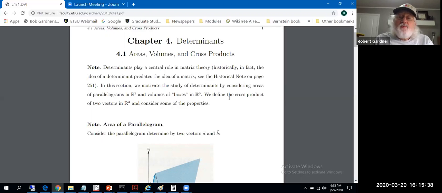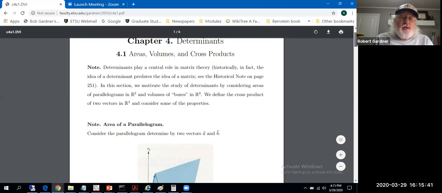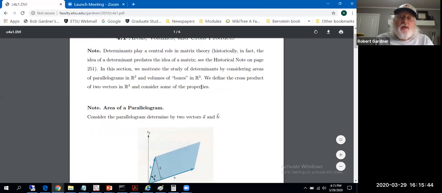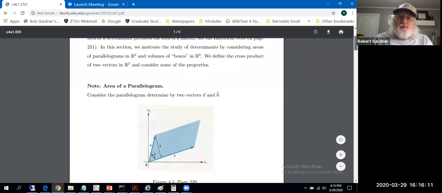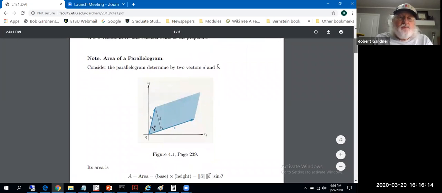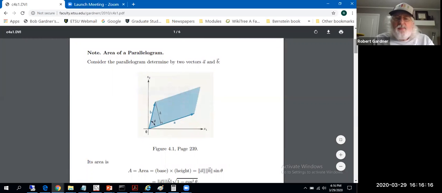In this section, we're motivating the study of determinants by considering areas of parallelograms in R2 and volumes of boxes in R3. They're sometimes called parallelepipeds. That's sort of a three-dimensional analog to a parallelogram. And along the way, we'll define the cross product of two vectors in R3. Maybe you've seen cross product before, either in a physics class or Calculus 3. You'll encounter them in Calculus 3. They have some really useful physical properties. So away we go. Area of a parallelogram.